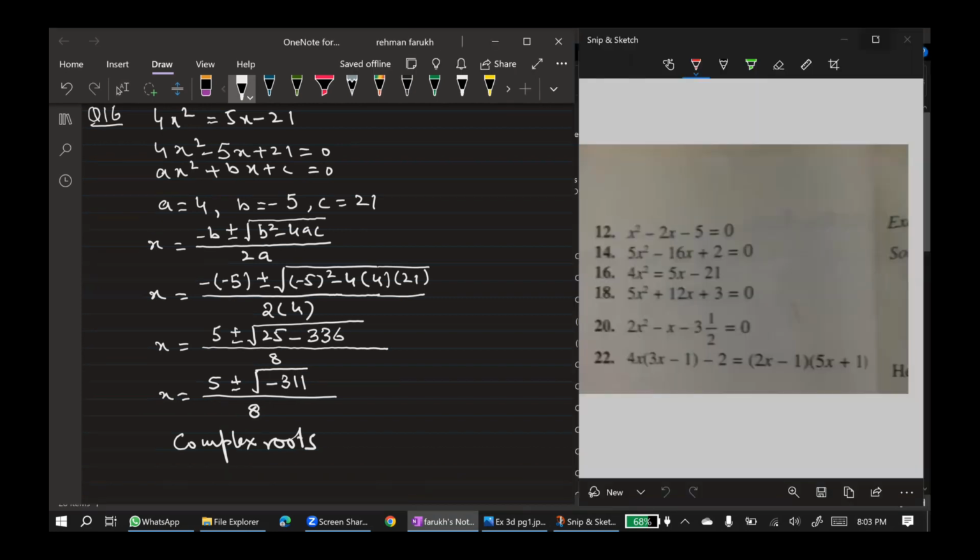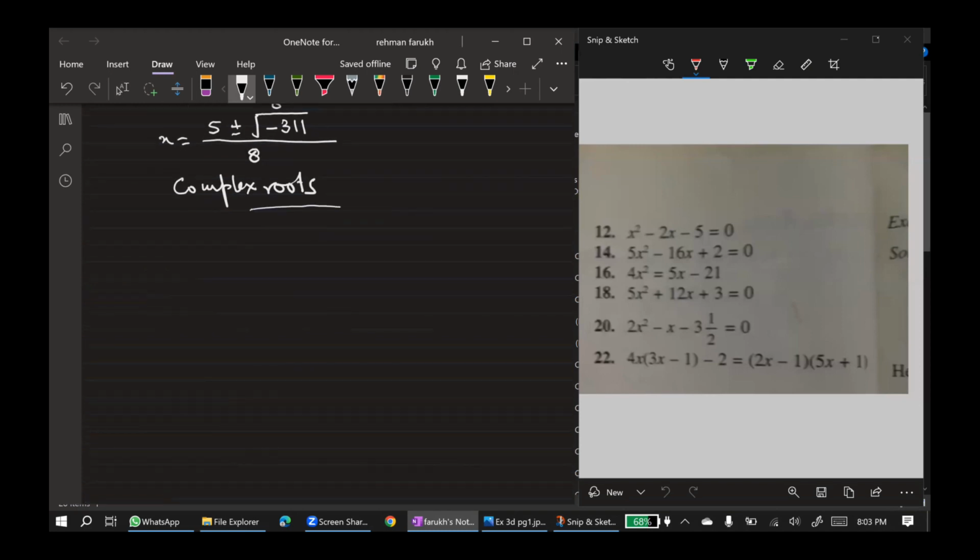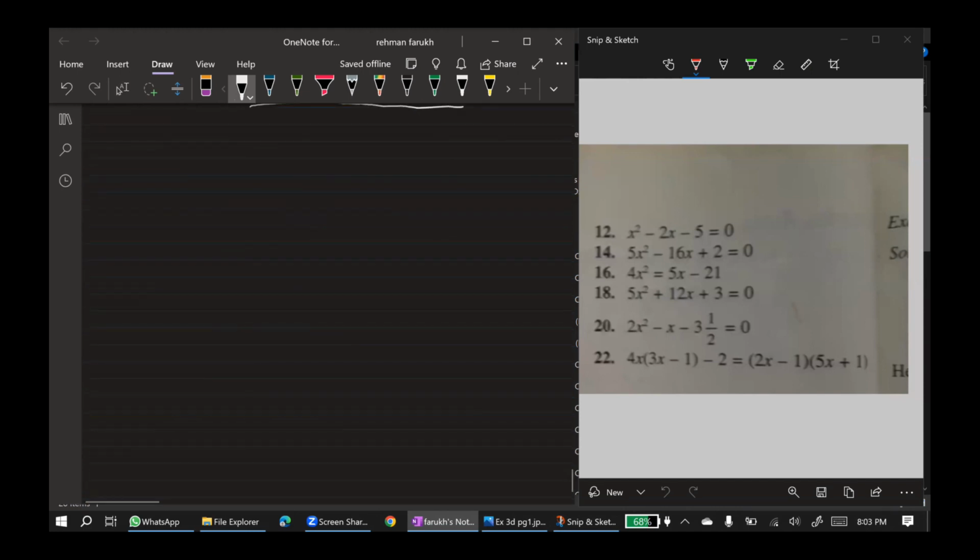Okay. Now I will solve question number 22. 4x(3x minus 1) minus 2 is equal to 2 bracket open (2x minus 1)(5x plus 1).